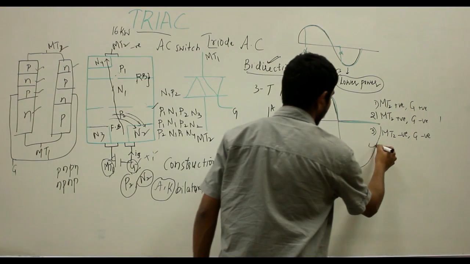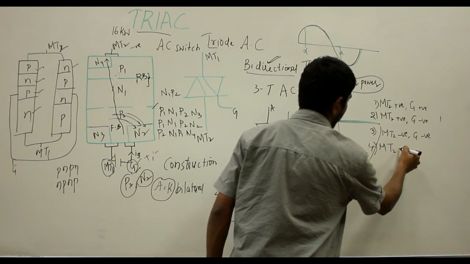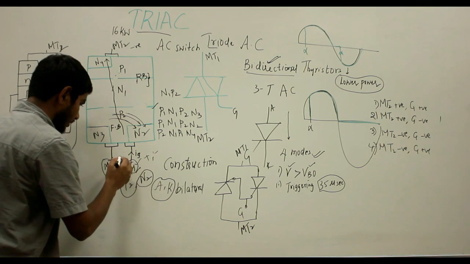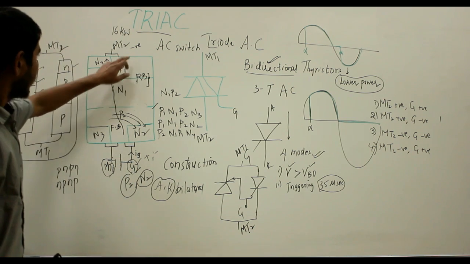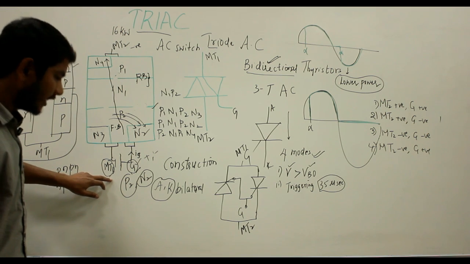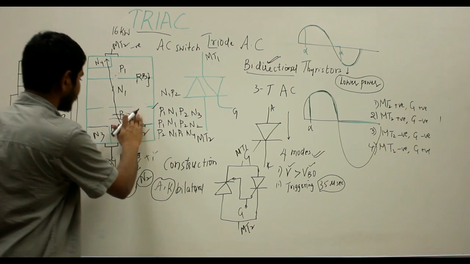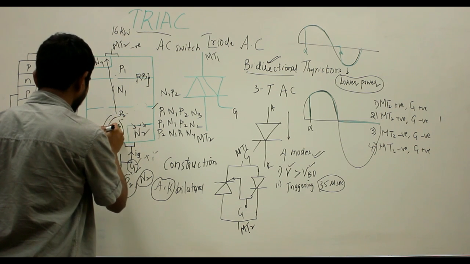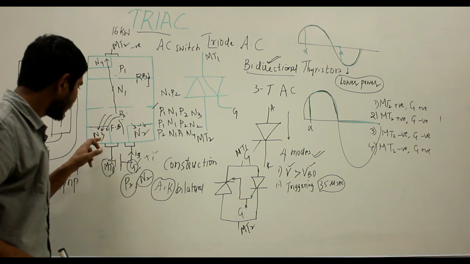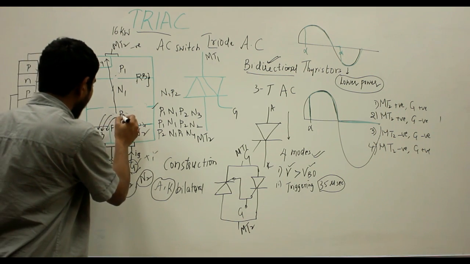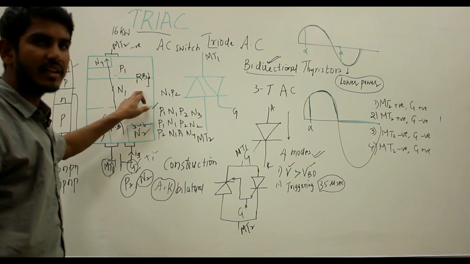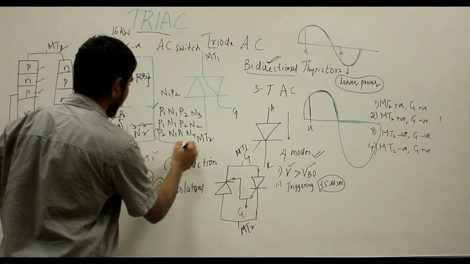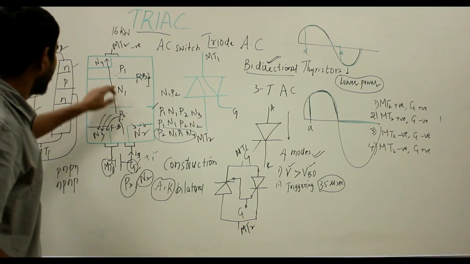Now for the mode 4, MT2 is negative but the gate is made positive. So here this gate is made positive and MT2 is negative with respect to the main terminal T1. So the current will flow from the layer P2 to N3 layer. So that means the electrons will get injected into the P2 layer and this successfully breaks down the reverse bias junction and the current will flow taking the same path, that is P2, N1, P1, N4.